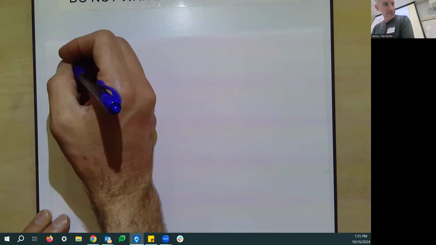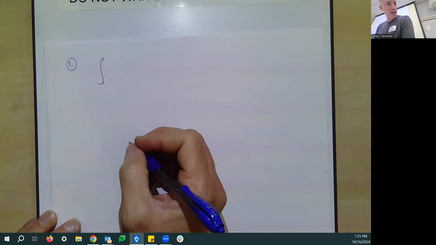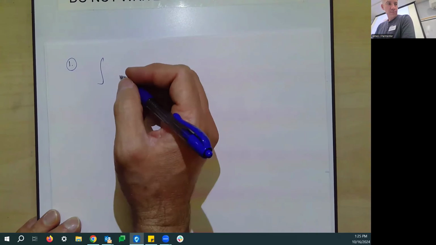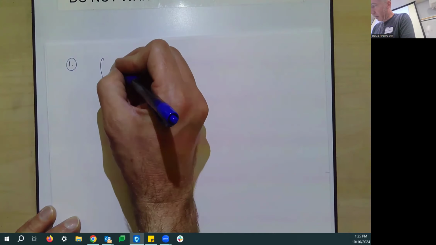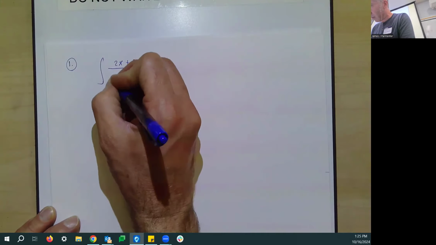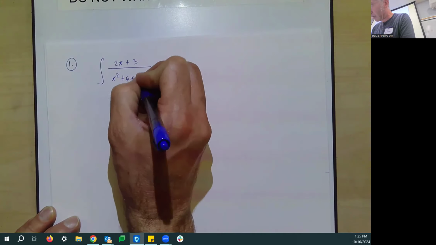So let's look at something like this first. Let's say we want to do the integral of 2x plus 3 over x squared plus 6x plus 8.